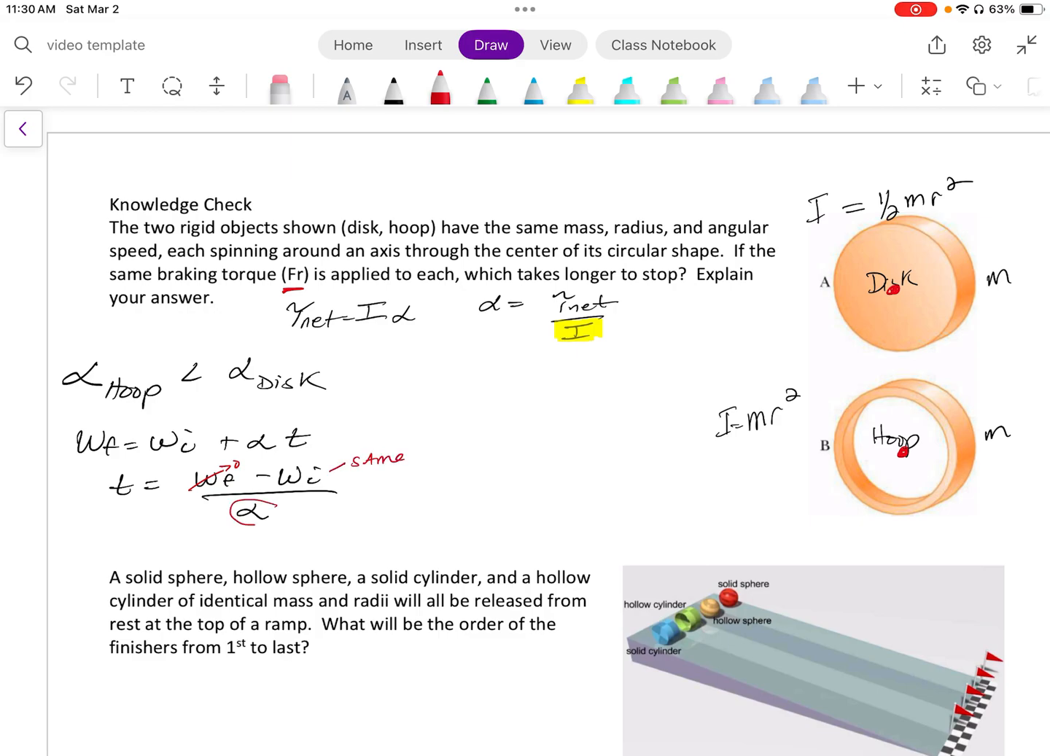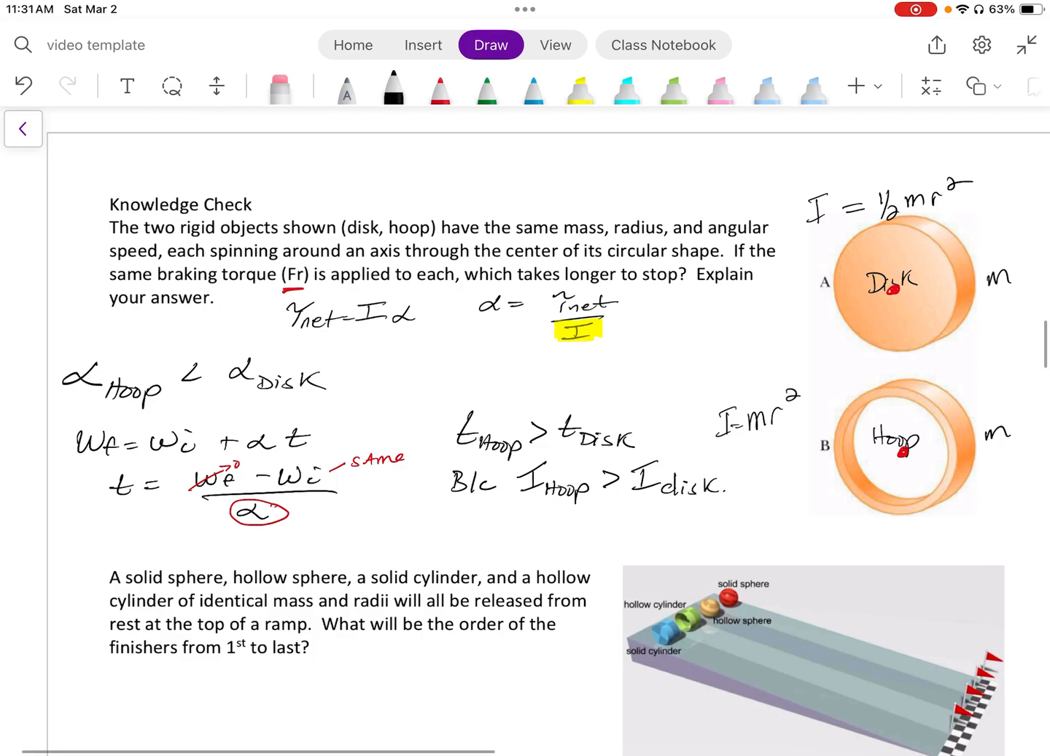And now we can answer the question about time. Since the hoop's angular acceleration is less, we know that the time will be greater. So the time for the hoop to stop is greater than the time for the disk to come to a stop, because the rotational inertia of the hoop is greater than the rotational inertia of the disk.